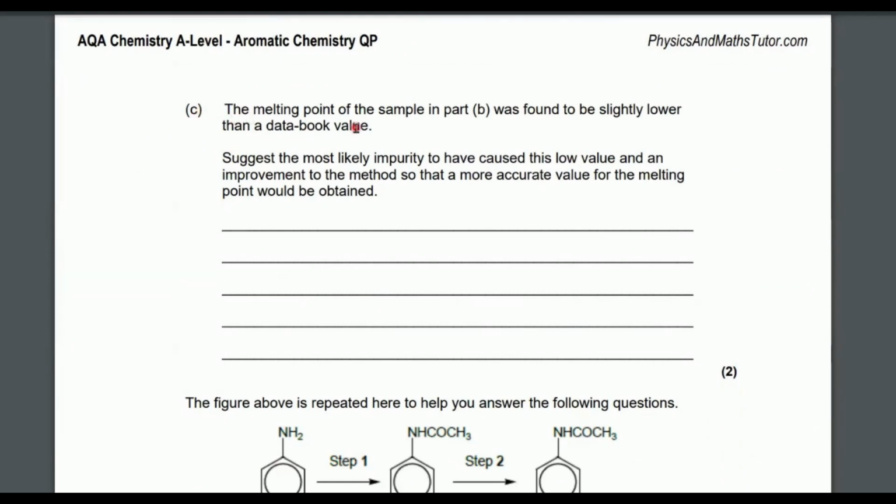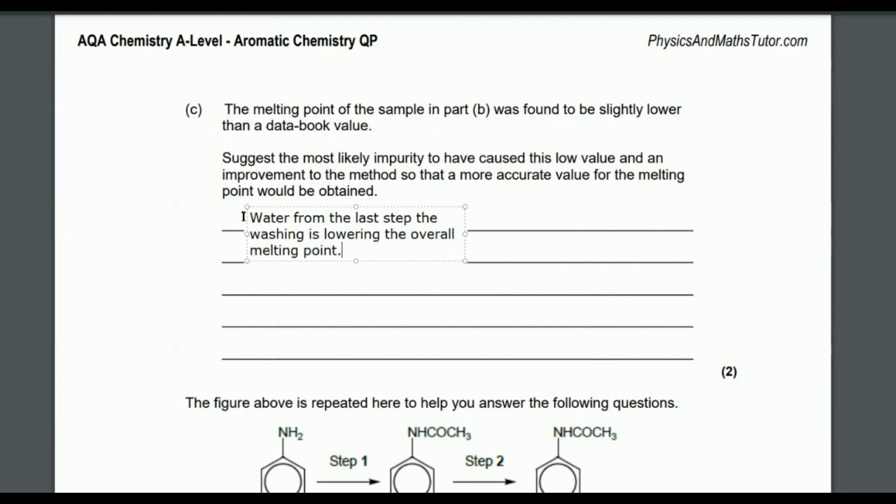Okay, part C. The melting point of the sample in part B was found to be slightly lower than the data book value. So the melting point, we're not quite fully accurate on that, suggests the most likely impurity to have caused this low value and an improvement to the method so that a more accurate value for the melting point could be obtained or would be obtained.